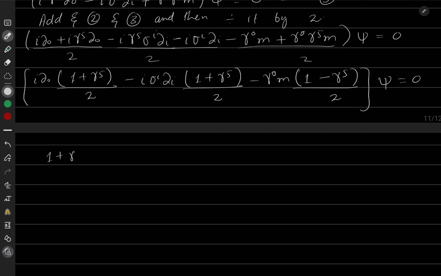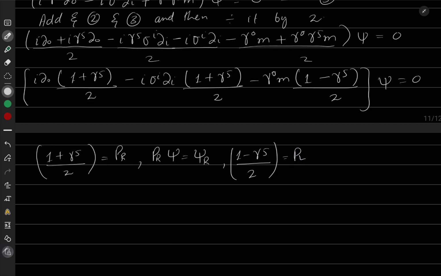operator, which is 1 plus gamma 5 upon 2. It is the right chiral operator, and the property of the right chiral operator is that when you apply it on psi, it will give us the right-handed part of the psi. And similarly, if I have here 1 minus gamma 5 upon 2, this is called the left-handed chiral operator, and if you apply the left-handed chiral operator on psi, you will get the left-handed part of the psi, which is psi L.